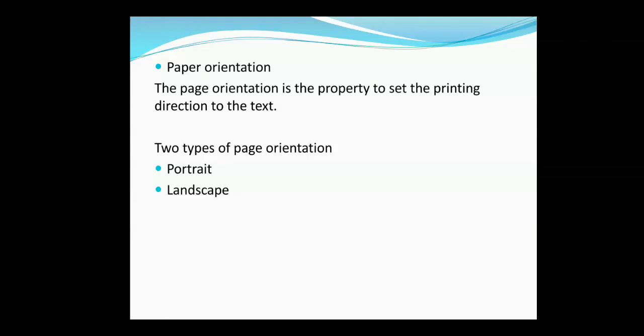Page orientation. Page orientation determines the property to set the printing direction of the text. There are two types of orientation: portrait and landscape. Portrait, that means the normal book, normal copy you have seen, that is portrait. And the landscape, for example, you can see your drawing book. You have seen that it shows horizontally, that is the landscape.